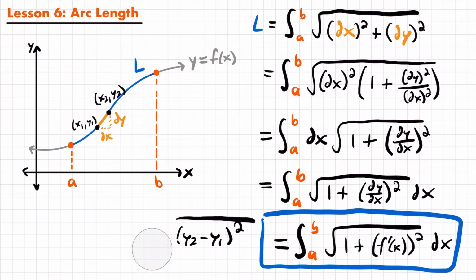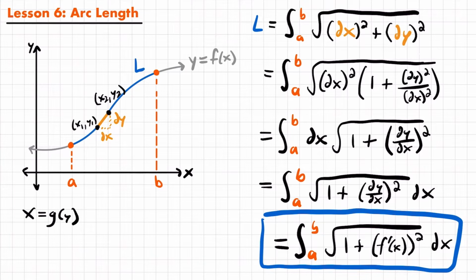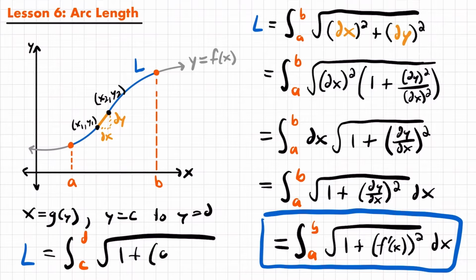However, if you're given a function in terms of y, for example, if you're given that x equals g of y, and you want to determine the arc length between two values of y, let's say from y equals c to y equals d, then you would have a very similar formula that would look like this. The arc length would be equal to the integral from c to d of the square root of 1 plus g prime of y squared times dy. Okay, so if you were given a function in terms of y instead of in terms of x, and you're given two values of y that you want to calculate the arc length between, then you could use this version of this formula.